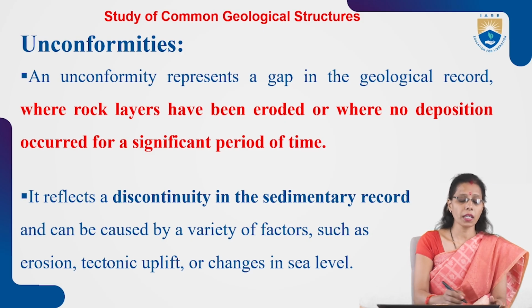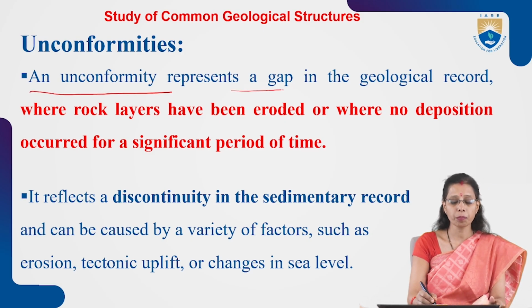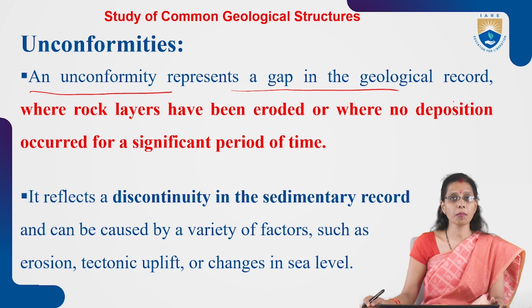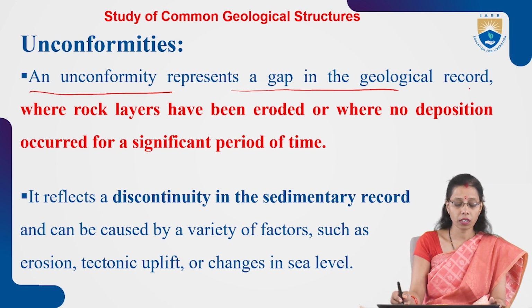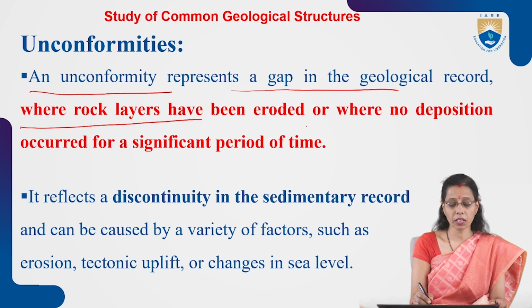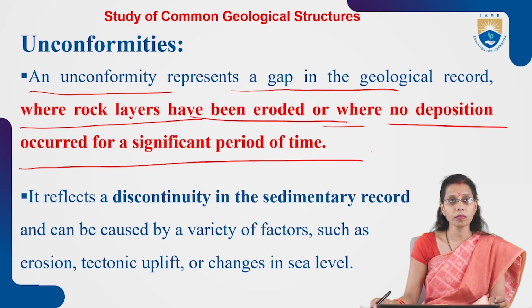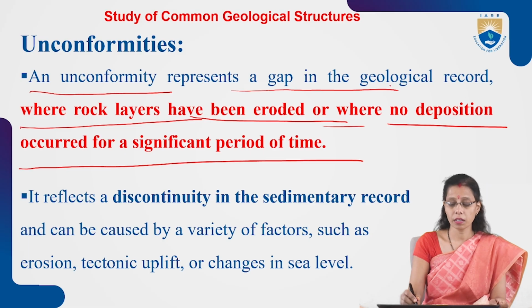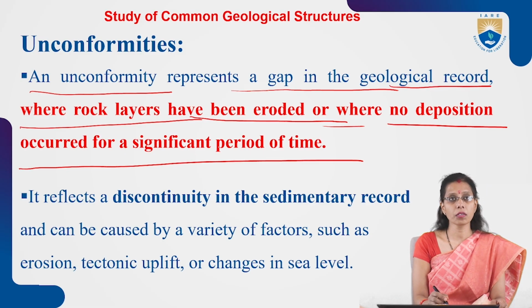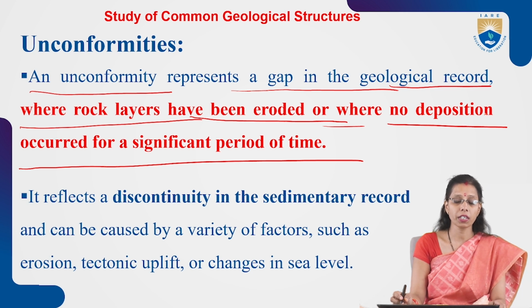Now we have unconformities. An unconformity represents a gap in the geological record where rock layers have been eroded, or where no deposition occurred for a significant period of time. So the previous rock layers have been eroded, or no deposition occurred for a significant period of time.